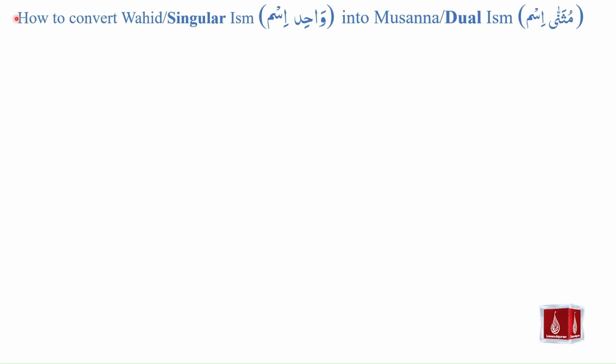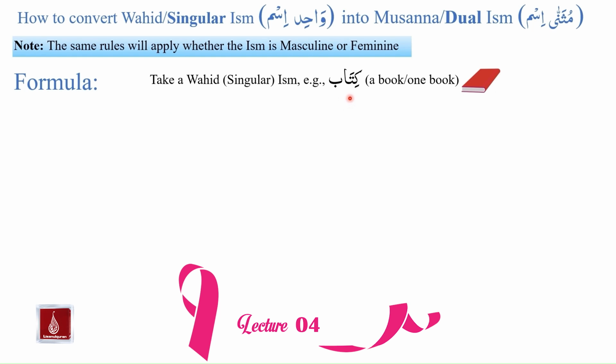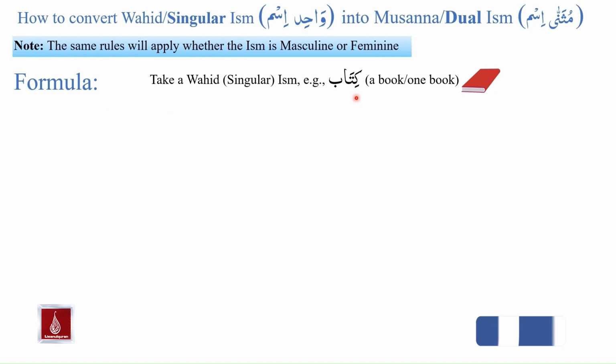This is an important topic because here we will learn how to convert singular ism or wahid ism into dual ism or musanna ism. Please note that the same rules will apply whether the singular ism is masculine or feminine. For this, we will have to learn a formula. We will take the word kitab as an example. Kitab is a singular ism and it means a book or one book. So we will learn how to convert one book into two books in Arabic.